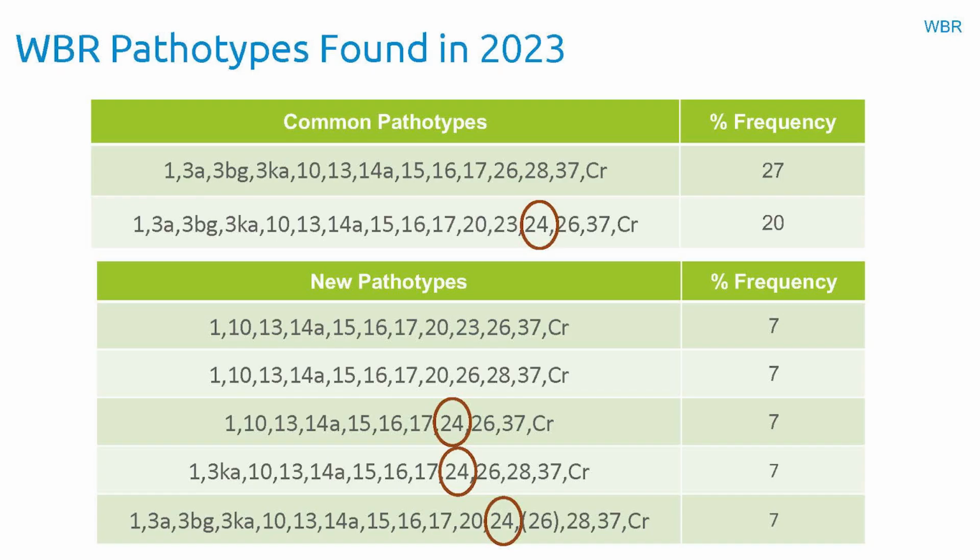So the pathotypes that we found in 2023, we had this common pathotype at the top there. Then the second most common pathotype, with 20% frequency, had LR24. That's an increase from last year. The new pathotypes that we identified, there were 5 new pathotypes, and 3 of them carried virulence for LR24. So we're definitely seeing that increase for virulence for LR24 from the previous year.